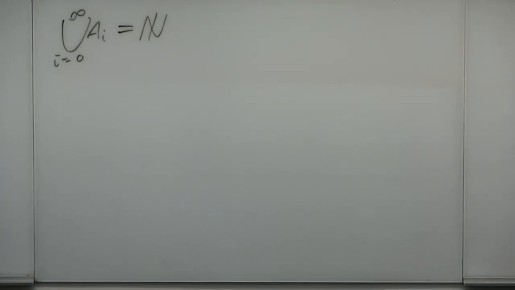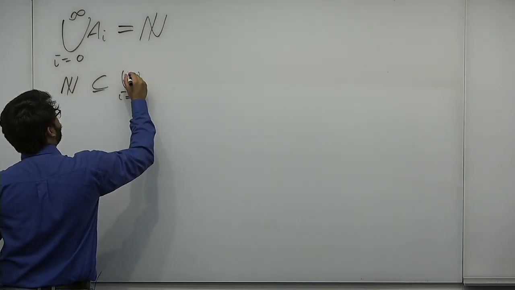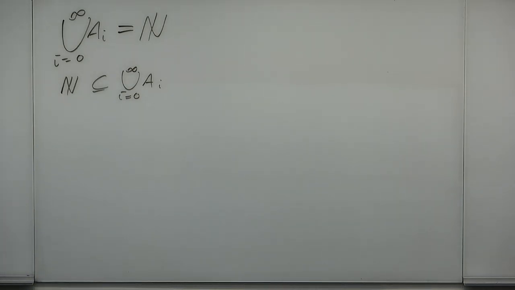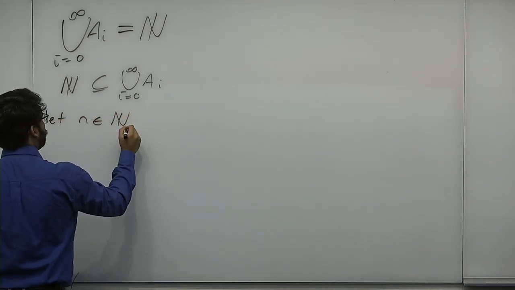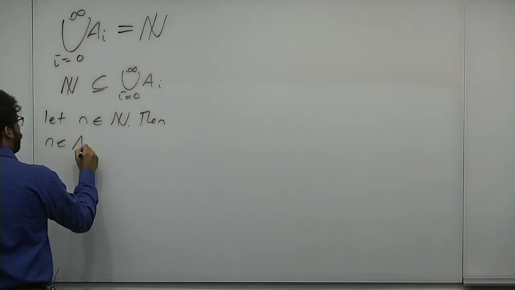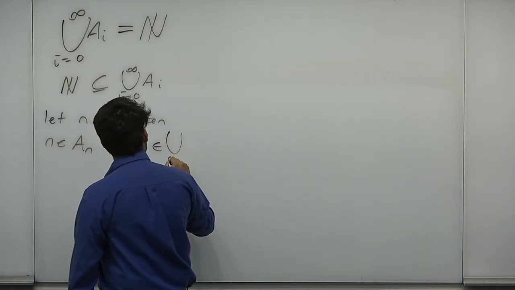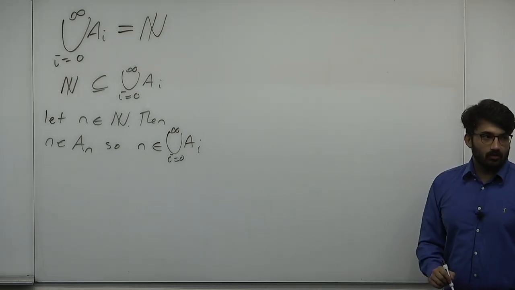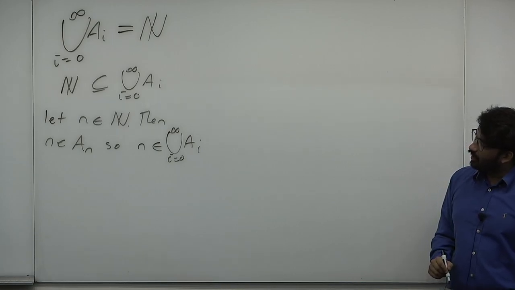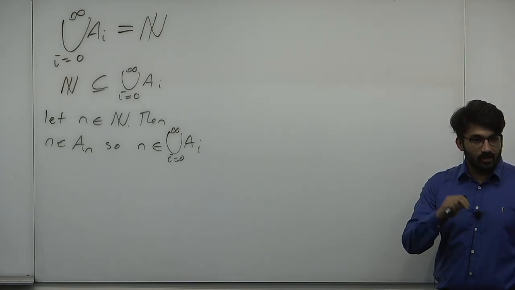We could prove this by double set containment, right? How would you prove this by double set containment? Let's try it. I didn't practice this, but let's try it. We prove the naturals are a subset of the union from i equals 0 to infinity of A_i, right? So let n be some natural. Then n is an element of A_n. So n is an element of the union from i equals 0 to infinity of A_i. Done, right? If it's an element of the set, it's an element of the whole union. So we see that the set of natural numbers is a subset of this union, A0, A1, A2, and so on, right?